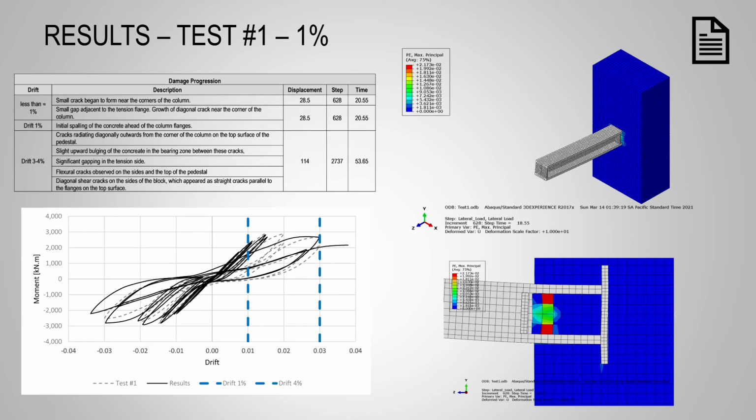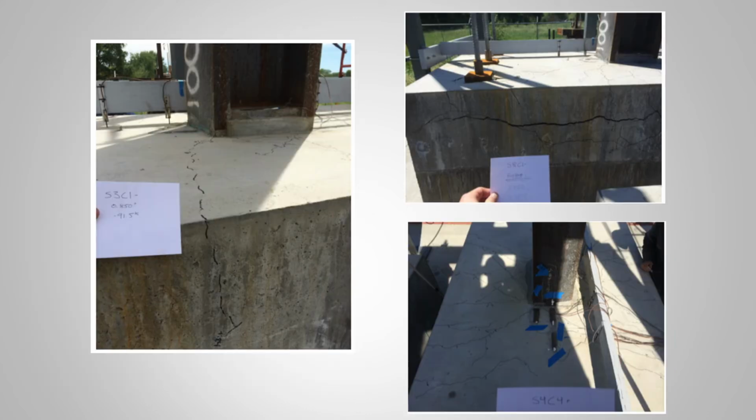And also we can see in the table that the type of damage that was reported in the real connection is similar to the one that is modeled in ABAQUS. These are the photos of the damage in the connection. We will use the photos to qualitatively evaluate the response in ABAQUS.